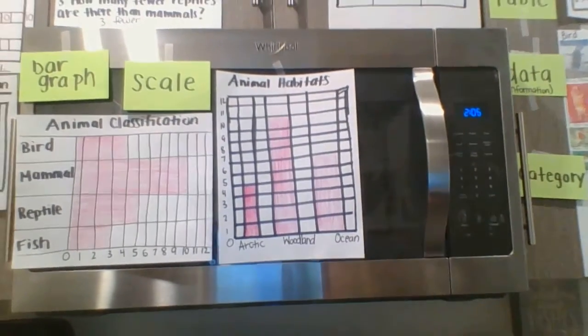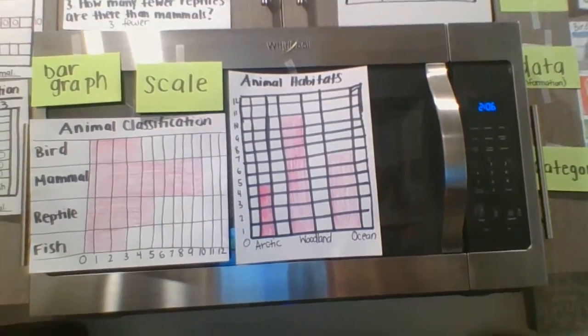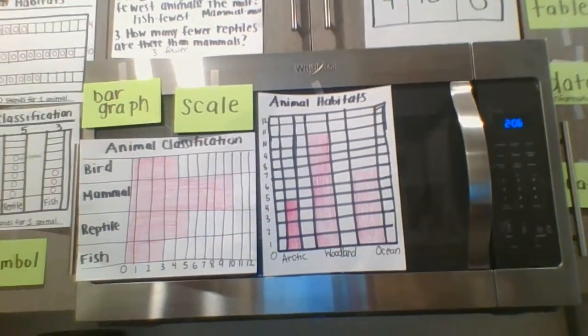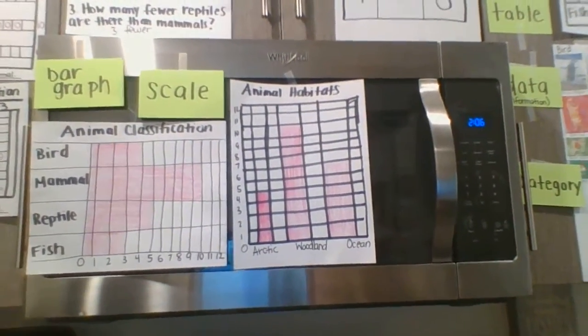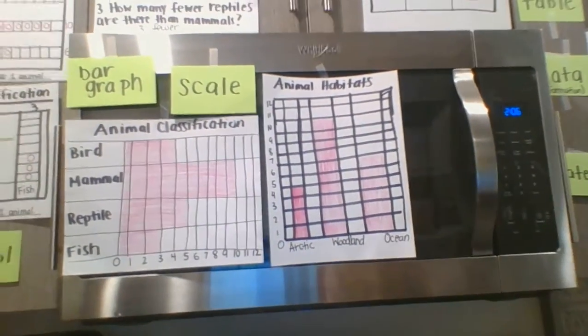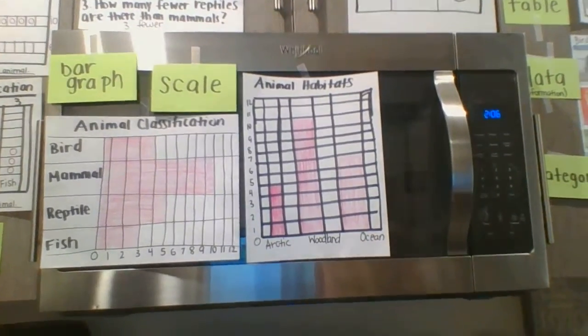And then, of course, like we always say, we take this data and what do we do with it? Well, we answer questions about it. We analyze it. Analyzing is looking at your data and what can you tell me now? So when you do your graphs today, maybe try and find a parent and ask them some questions about the graph and see if they can answer it for you.